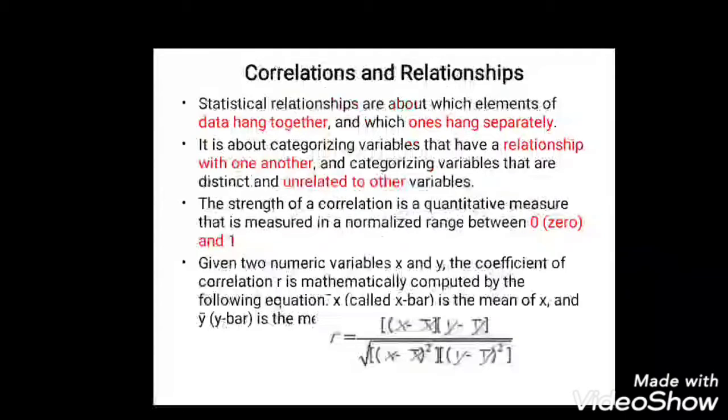In this, the first and foremost measure of the strength of a relation is correlation. So this is the first one we will be dealing with. The strength of a correlation is a measure that lies between 0 and 1.